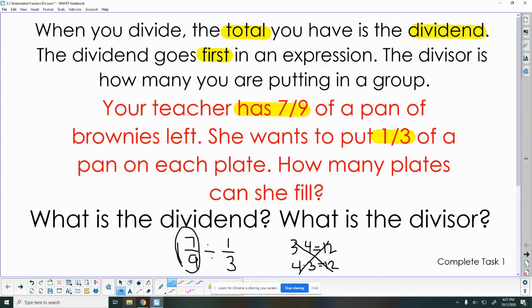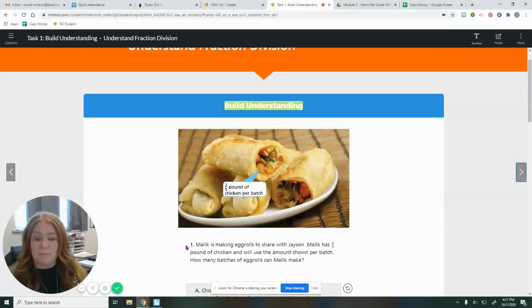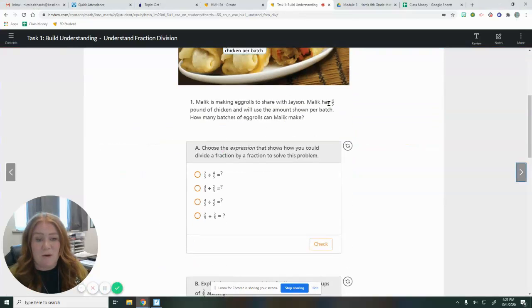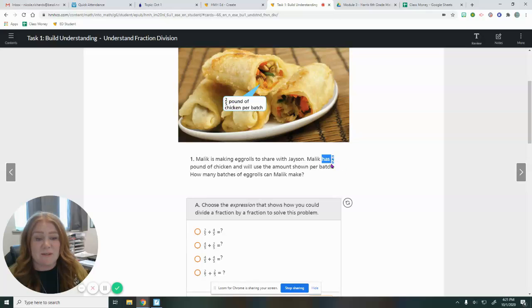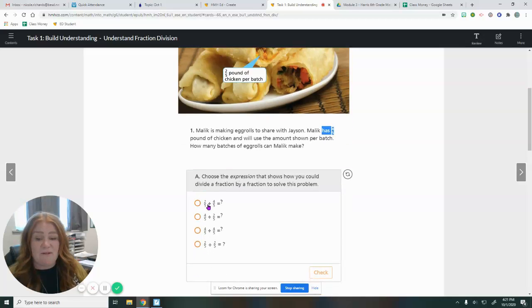So let's go ahead and try task 1 here. So we've got our egg rolls. We have 4/5 pounds of chicken, and we'll use the amount shown per batch. So this is what I have. This is what I want to divide it by. So go ahead and see if you can find the expression that would show how you would set up that problem.